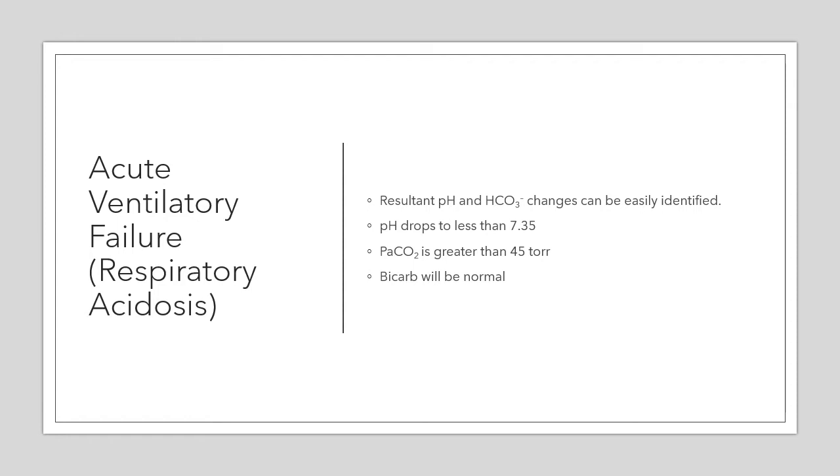Respiratory acidosis has pH and bicarb changes that can be easily identified. The pH drops to less than 7.35. The PaCO2 rises to greater than 45. Bicarb in an acute ventilatory failure will be normal at first. This is something that just happens. That's why it's called acute.